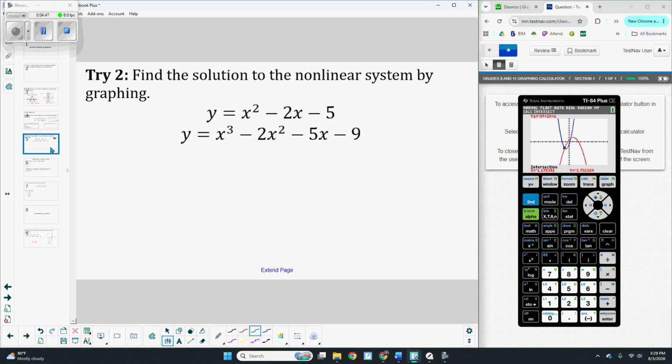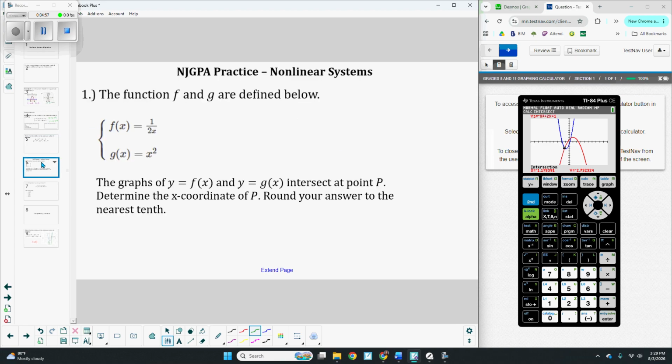So here's one for you to try. You can pause. Answers are posted on the blank notes on Google Classroom. All right, and let's do some NJGPA practice. So here we have the function. These two are defined below. The graphs intersect at point P. Determine the x-coordinate of P. Round your answer to the nearest tenth.